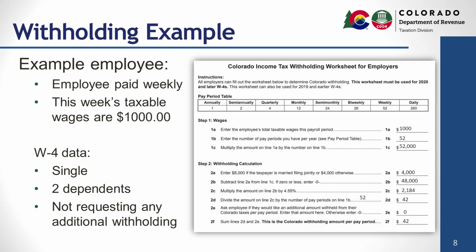On line 2E, report any additional withholding amounts requested by the employee on the W-4. Our example employee is not requesting additional withholding, so for our example, 2E equals 0. The amount calculated on line 2D plus any additional withholding requested on 2E are added together and rounded to the nearest dollar to find the value of 2F, the total Colorado withholding for this pay period.